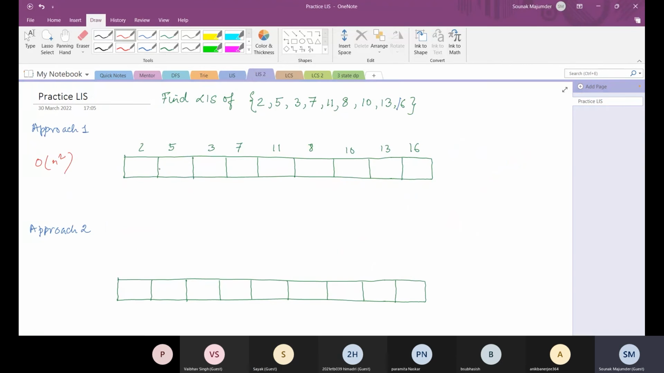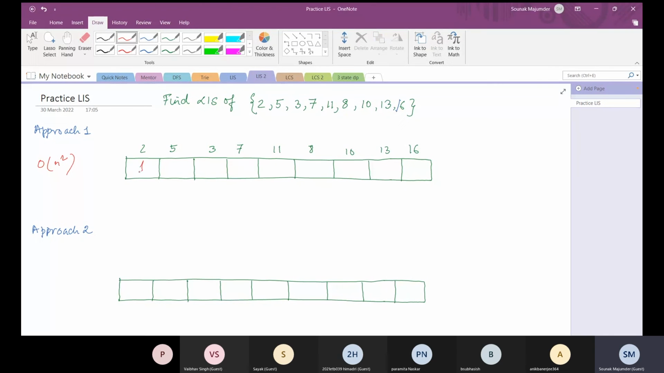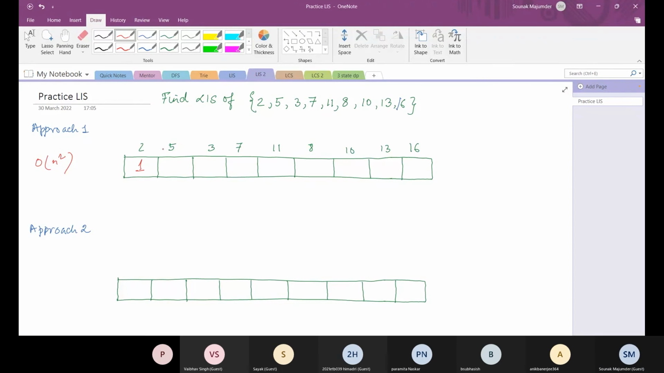So let's just do one example that will clear things up. For 2, this is obviously 1. For 5, we will check all the previous elements, which are greater than that and less than that. So 2 is less than that, so 1 plus 1. Remember the recurrence relation, max of dp of j plus 1. So it's 2. For 3, 5 is not less than that, 2 is less than that, so 1 plus 1, that is 2.